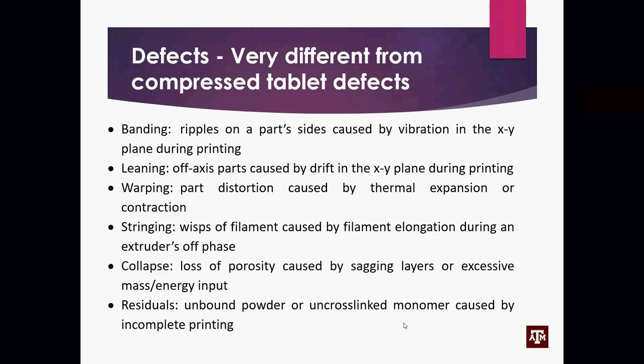There is leaning if you get off-axis parts caused by drift in the XY plane during printing. You have warping, which is part distortion caused by thermal expansion or contraction. Sometimes when applying heat, some parts will get expanded, some parts will get contracted. That means it will get warped. There is stringing, which is wisps of filaments caused by filament elongation during extruder travel phase. If you use fused deposition modeling, you will get this one.